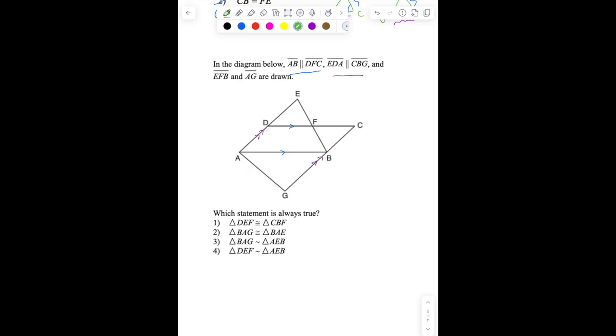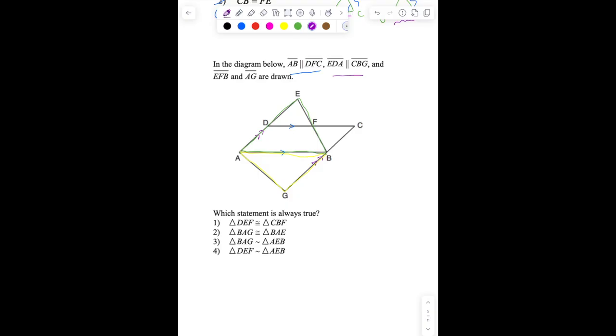Because if one of those is correct, if we can prove one of those to be true, it's going to be a lot easier than trying to find information to prove the triangle's congruent when we might not even be able to do so in this question. So let's start with answer choice 3. Triangle BAG, so that is this triangle over here at the bottom, similar to triangle AEB. So that's this triangle over here.